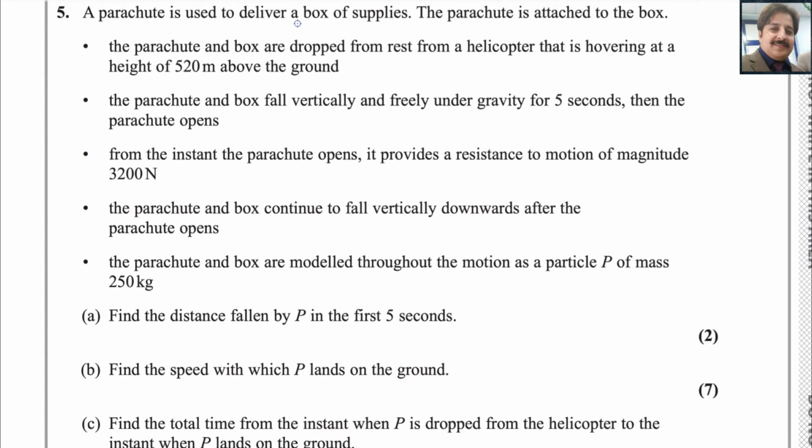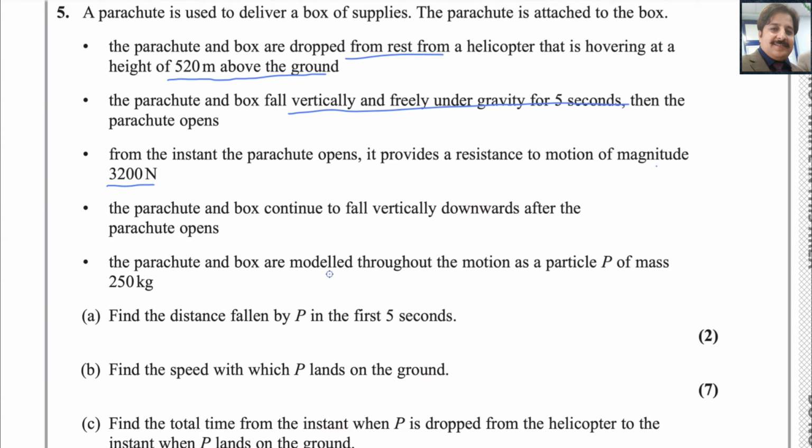A parachute is used to deliver a box of supplies. The parachute is attached to the box. The parachute and the box are dropped from rest from a helicopter that is hovering at a height of 520 meters above the ground. The parachute and box fall vertically and freely under gravity for 5 seconds. Then the parachute opens. From the instant the parachute opens, it provides a resistance to motion of magnitude 3200 Newton. The parachute and box continue to fall vertically downward after the parachute opens.